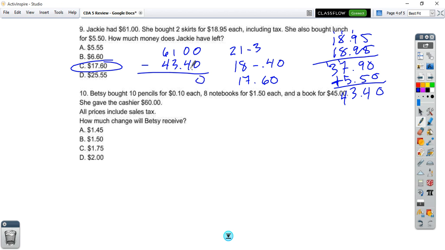Here you can do 0 minus 0. Can't do that. 0, 1, I get 6 for the decimal. Borrow, 5, 1, 10 minus 3 is 7, 5 minus 4 is 1. Both ways work. Question 10.